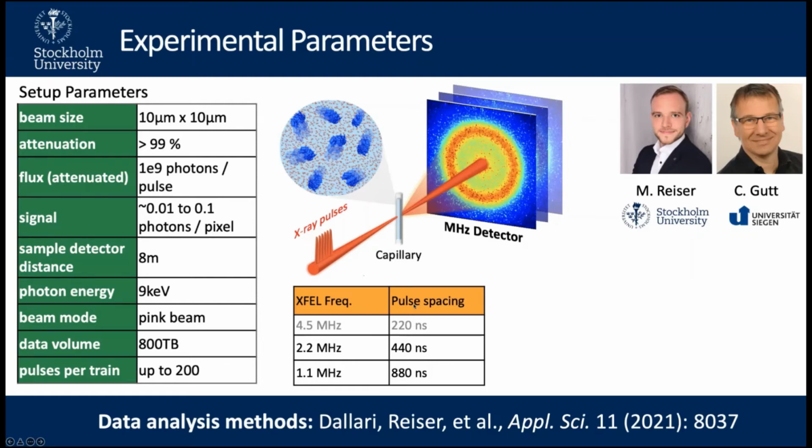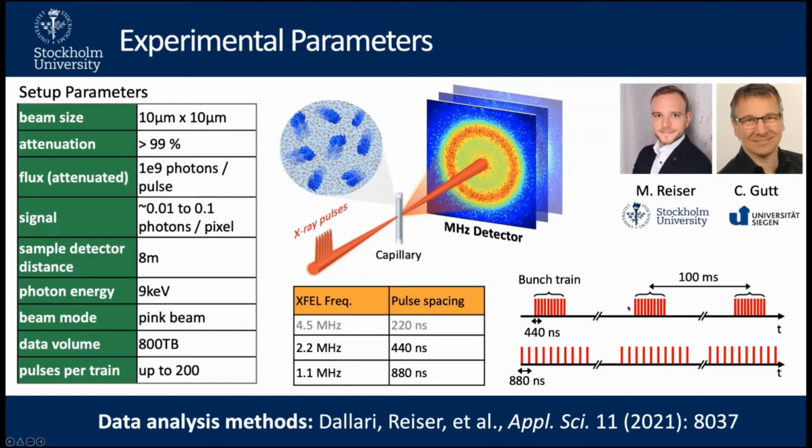And this basically translates into this kind of schematic. By changing this pulse spacing, you can distribute the trains differently and therefore probe a longer time. So it's a way to tune your time resolution, and at the same time you can also tune how much dose you expose your sample to within a certain time, the dose rate.